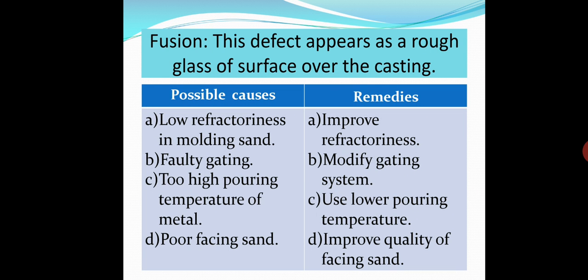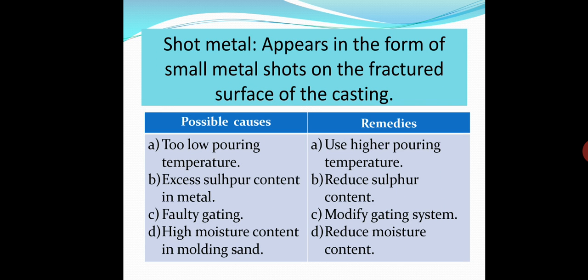Next is fusion. This defect appears as a rough glassy surface over the casting. Causes are low refractoriness in molding sand, faulty gating system, too high pouring temperature of metal, poor facing sand. So to avoid this defect, we have to improve refractoriness of the molding sand, modify gating system, use lower pouring temperature, improve quality of facing sand.